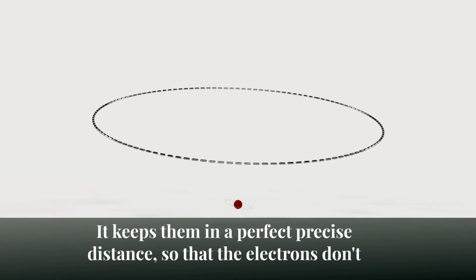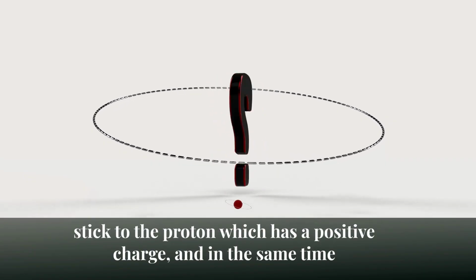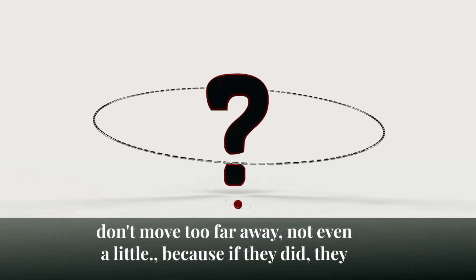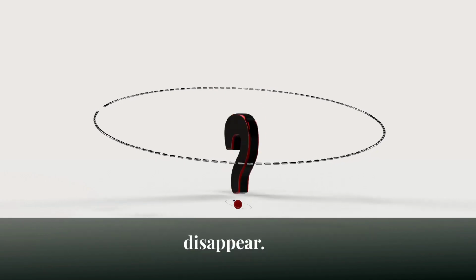It keeps them at a perfect, precise distance, so that the electrons don't stick to the proton, which has a positive charge, and at the same time don't move too far away, not even a little, because if they did, they would escape the proton's gravitational pull, and all matter would disappear.